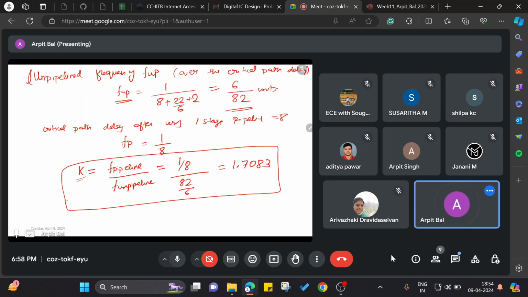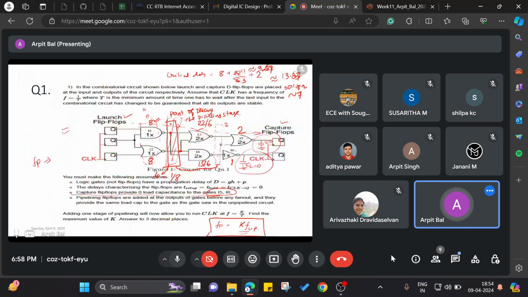Now the question is, I am allowed to use a pipeline stage, one stage. Where should I place it? The ideal placement of the pipeline should be at a position where you have 50% delay of the critical delay path. The critical delay path is close to 13.67, 8 plus 22 by 6 plus 2. The 50% of that value is close to 7.